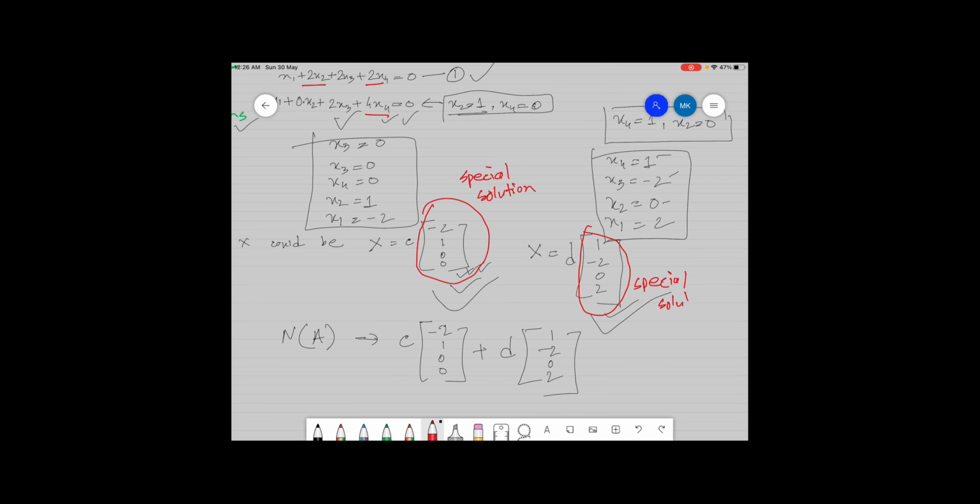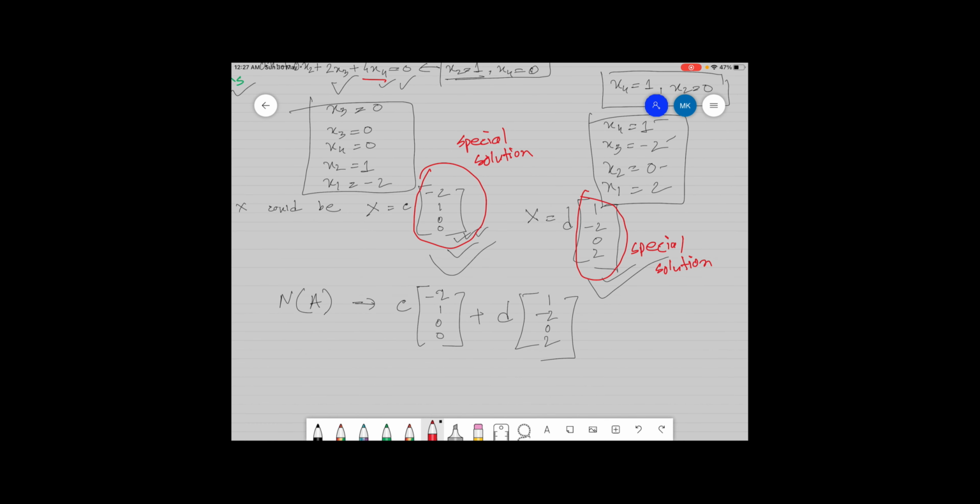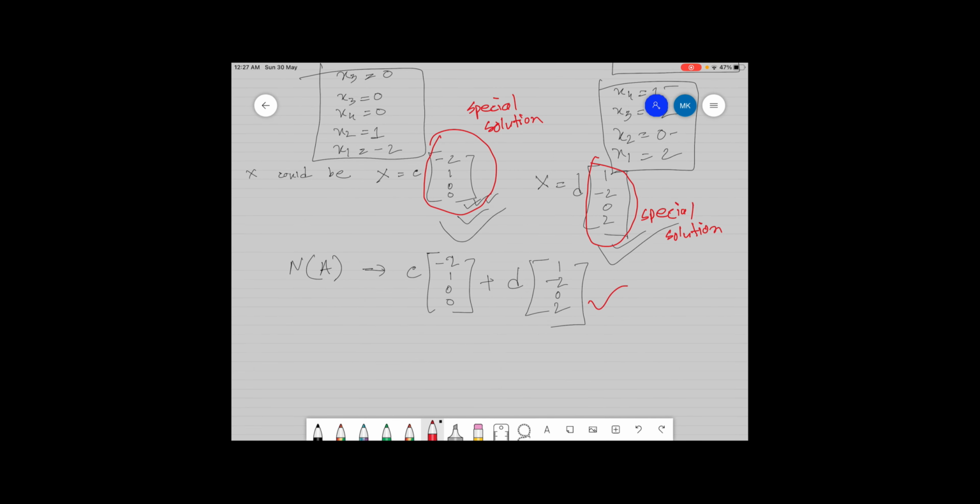So we will see a lot of use of these terms, special solutions, in the next lectures as well. So this is the null space of a matrix A. As I said, there is one special solution for every free variable. For each free variable you have one special solution.